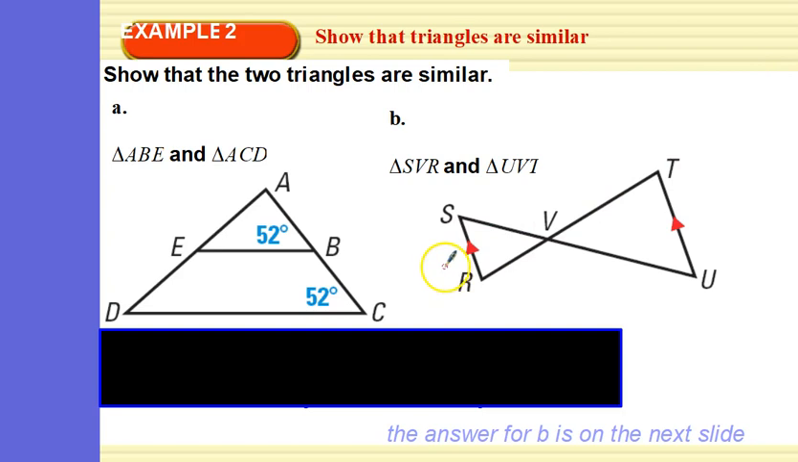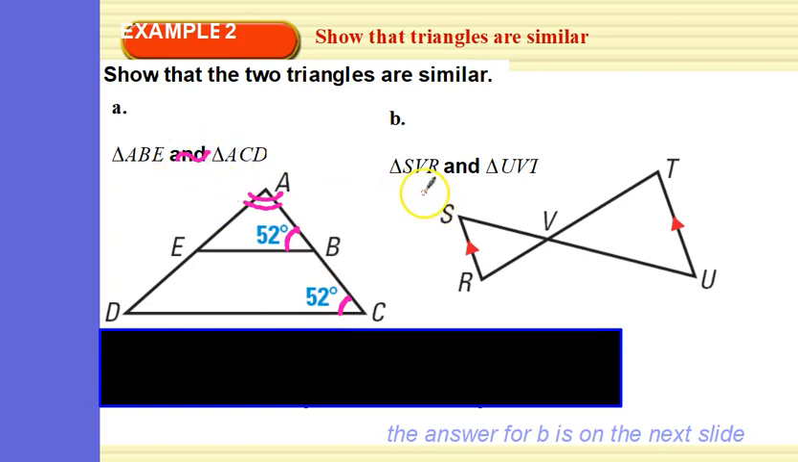Show that the two triangles are similar: triangle ABE and triangle ACD. Do you see how they both have 52 degrees? Do you see how this angle up here is the same angle in both of them? Reflexive, right? Same thing equaling the same thing. So angle EAB is congruent to angle DAB because it's the same angle. So by angle similarity, these two triangles are similar.